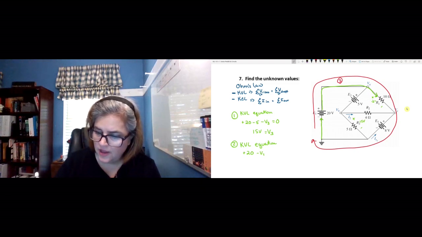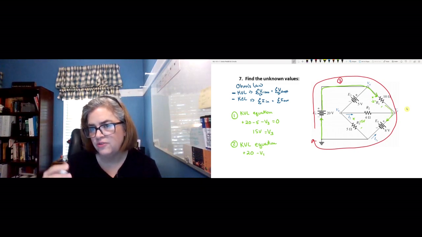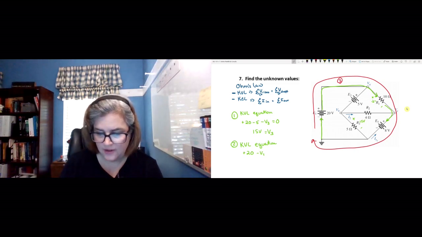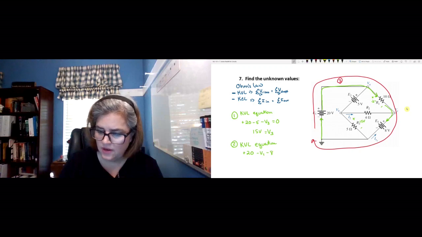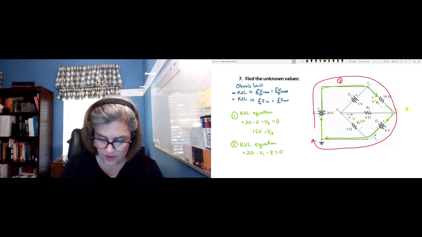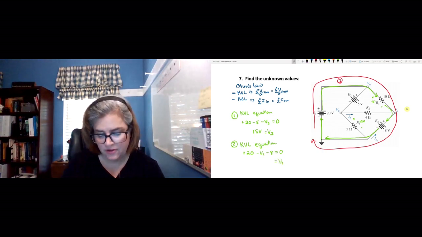Continuing on, I encounter E3, which is going from plus to minus. That's a source. I can't change that. That is a drop in that direction. So that's minus 8. And then I get back to where I started, which prompts me to set everything equal to 0. And when I solve for V1, I move it to the other side, it becomes positive.